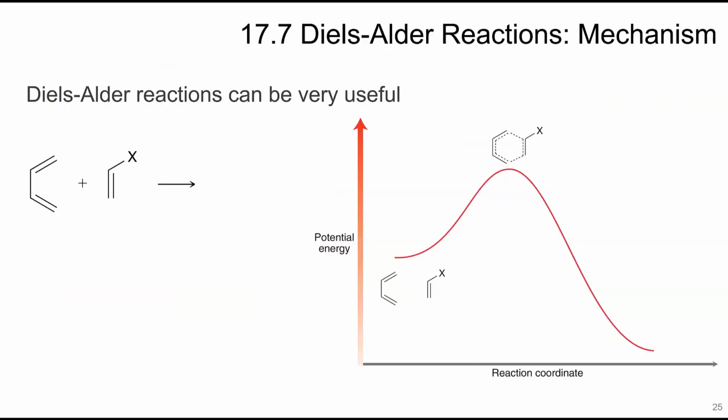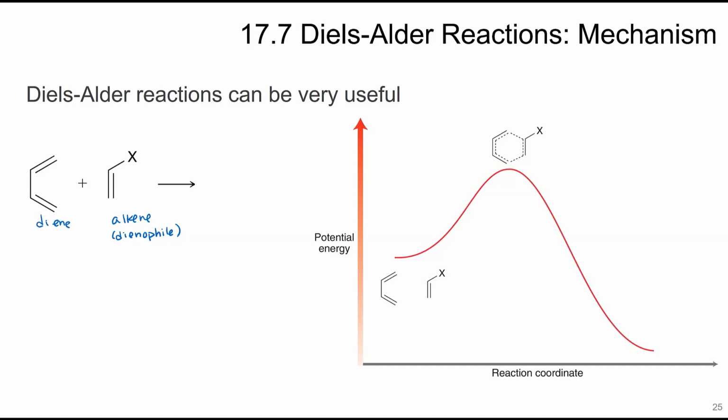The Diels-Alder is one of these cycloaddition reactions which are very useful. You start with a diene and an alkene, which can also be called a dienophile because it loves the diene.